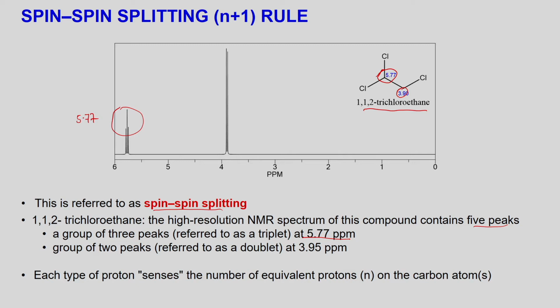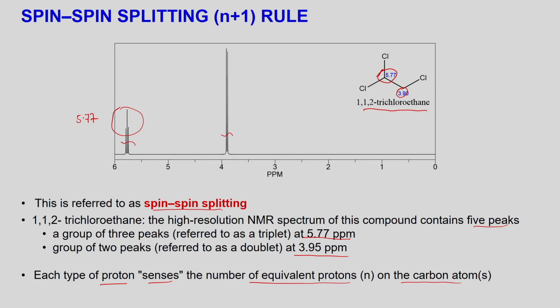As I told you, we will explain this in detail. Each type of proton senses the number of equivalent protons on the neighboring carbon atoms. If you consider one type of proton as 3.90 and another type as 5.77, this one senses the proton at 5.77, and in return the proton at 5.77 senses the one at 3.90. Because of this, splitting occurs and is reflected. This we call a doublet, and this we call a triplet.